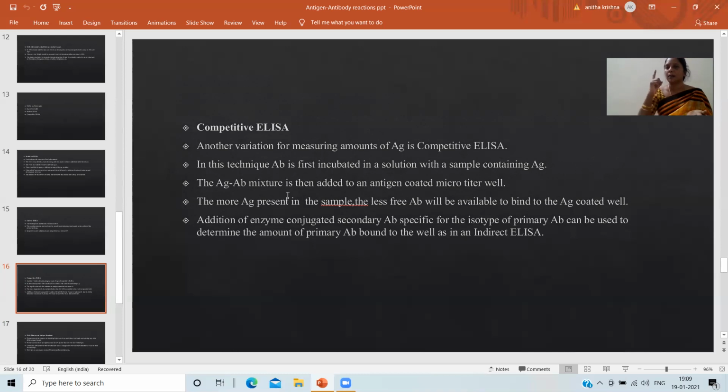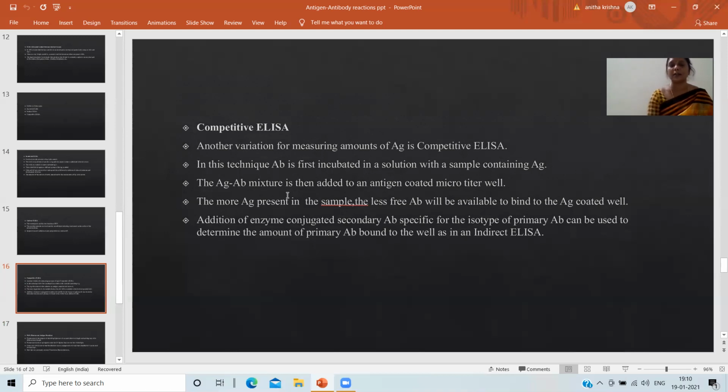As the number of antigens are more in the sample, then the number of antibodies which are available to bind for the antigens will be less. So after that, you have to add the secondary antibody and then go with the procedure. So this is what your ELISA is about.